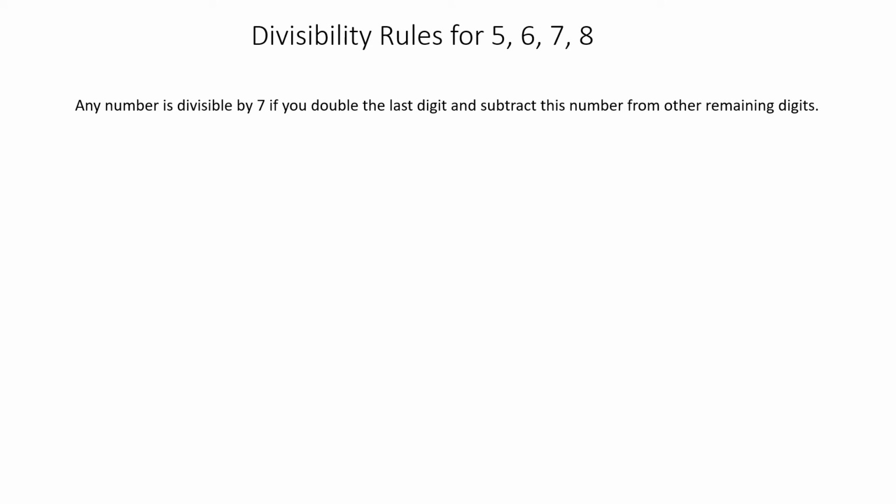Moving on to the divisibility rule of 7.